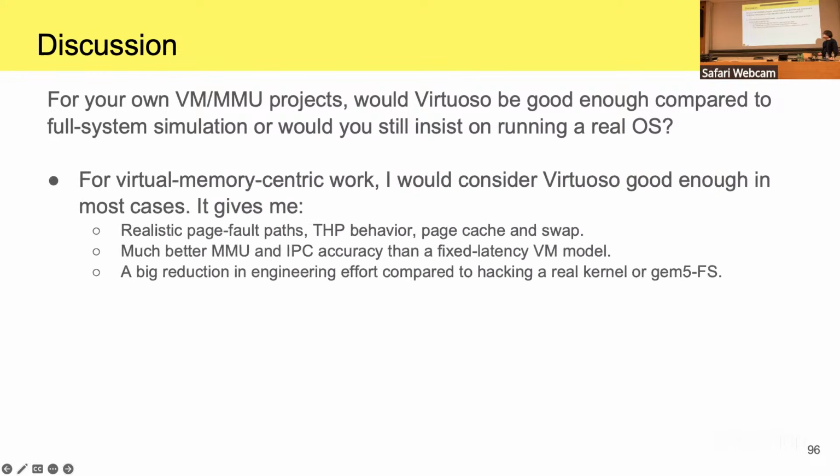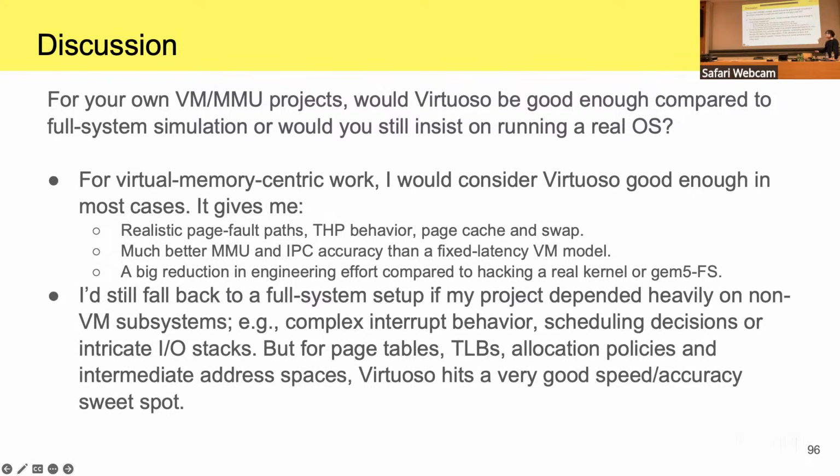So my take would be, for virtual memory-centric work, I would consider Virtuoso good enough in most cases. It gives me realistic page fault paths, THP behavior, page cache, and swap. It's much better MMU and IPC accuracy than a fixed latency virtual memory model. And it gives a big reduction in engineering effort compared to hacking a real kernel or Gem5 full system, right?